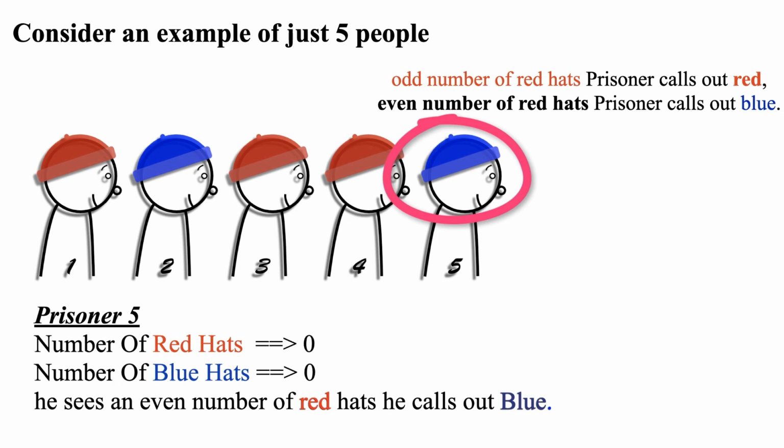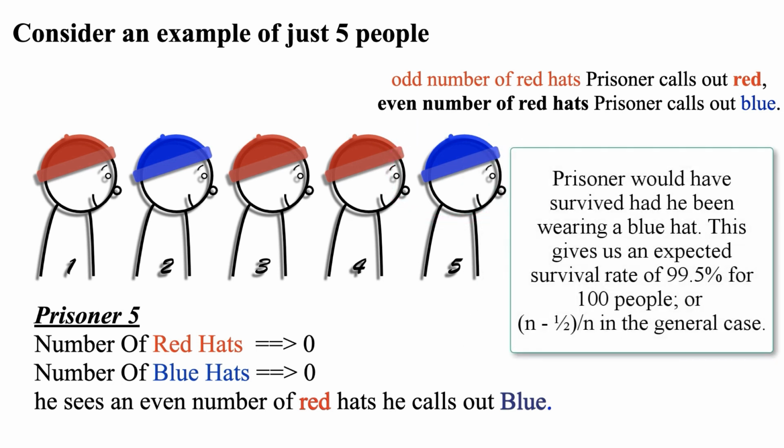Knowing the odd or even nature of the number of red hats, including them and the group in front of them, they can observe the group in front of them, and if they are not the same, it must be changed by the hat they are wearing. So all but the first person survives, and he would have survived had he been wearing a blue hat. This gives us an expected survival rate of 99.5% for 100 people.